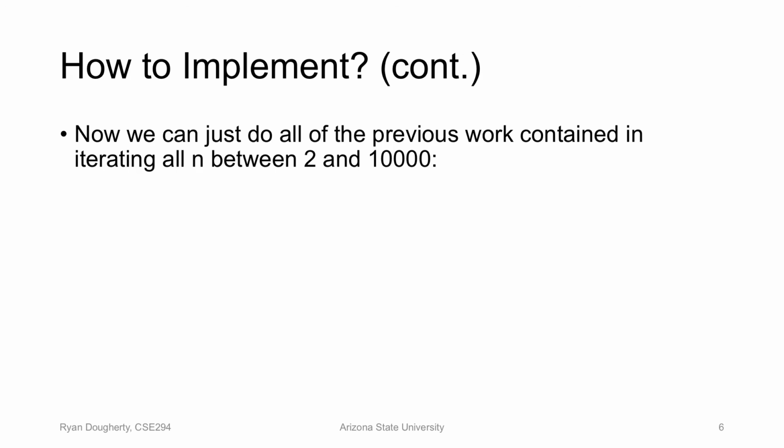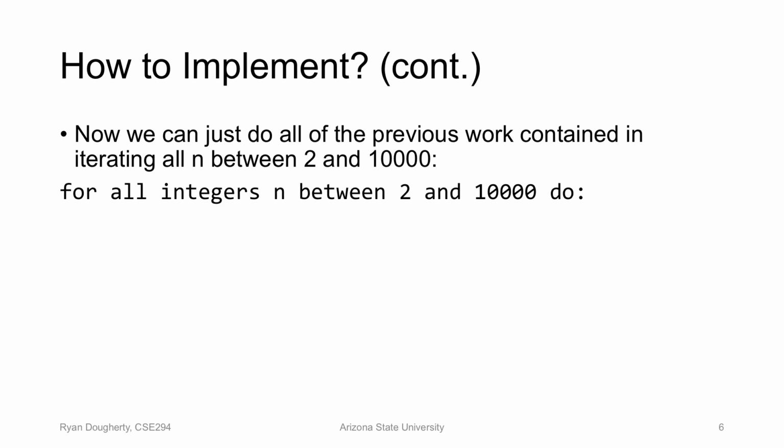So how do we get back to our original problem, which says print every prime number between 2 and 10,000? How would we implement this, using the prime checker that we just made, to check for every single prime number between 2 and 10,000? Well, we can just iterate from 2 to 10,000. So for every integer between 2 and 10,000, do what we just made on the previous slide. Yep, and then we're done.